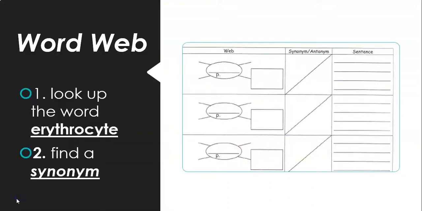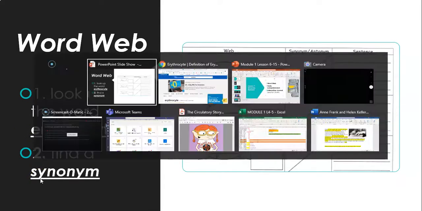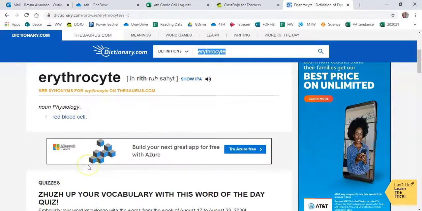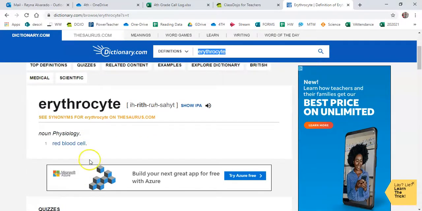And we're going to start off with our word web. The word we're going to look up today is erythrocyte. What word? Erythrocyte. And then we're also going to find a synonym. Remember, boys and girls, where do we go to look up the definition? We go to dictionary.com, or if you have a dictionary at home, you can look it up.